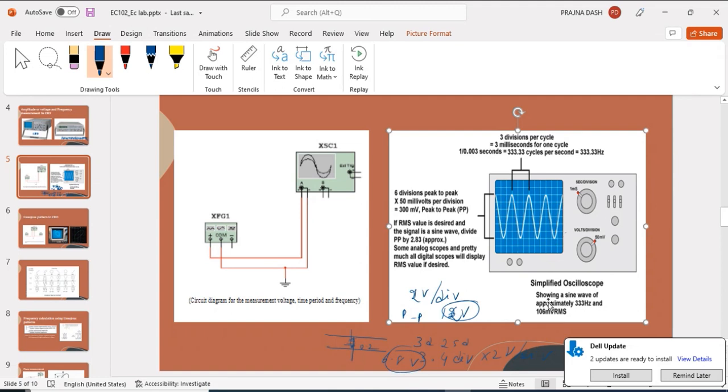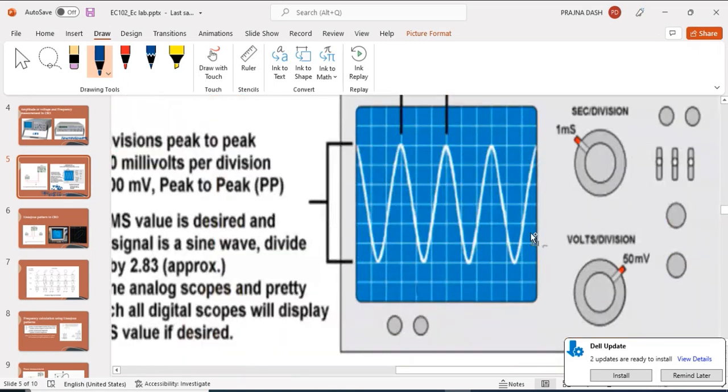Ma'am, can you explain 3 divisions per cycle? You just see this diagram. For a complete cycle, first of all, the middle line is the reference level. Which one is your complete cycle? From this point to this point, this is one complete cycle. If you see how many divisions are covered, this division is completely covered, this division is completely covered, and the third division is this one.